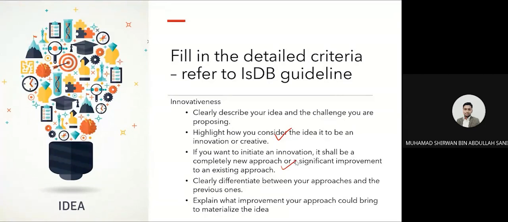So this is the strategy, okay? And then make sure you differentiate between your approach and the previous one, yeah? And then explain what improvement your approach could bring to materialize the idea. So this is on innovativeness, meaning that it's not only a new idea, but it also allows you to improve an idea which has been done by previous activity or studies.